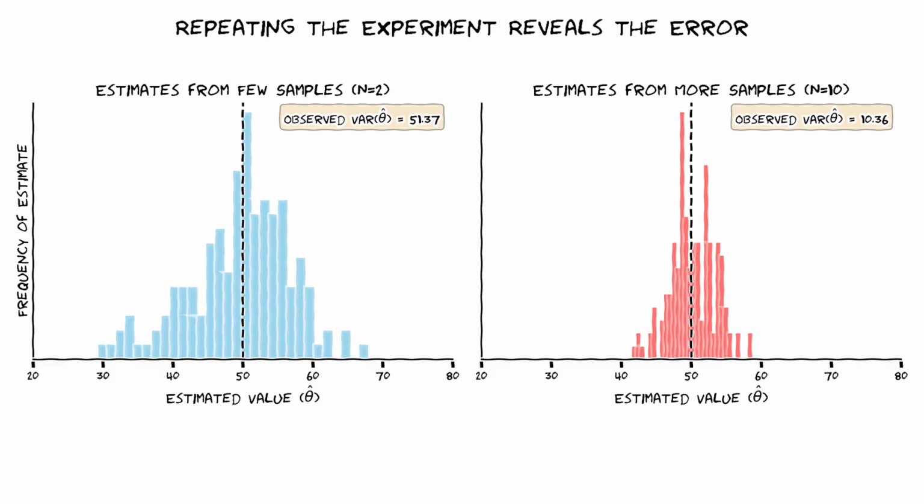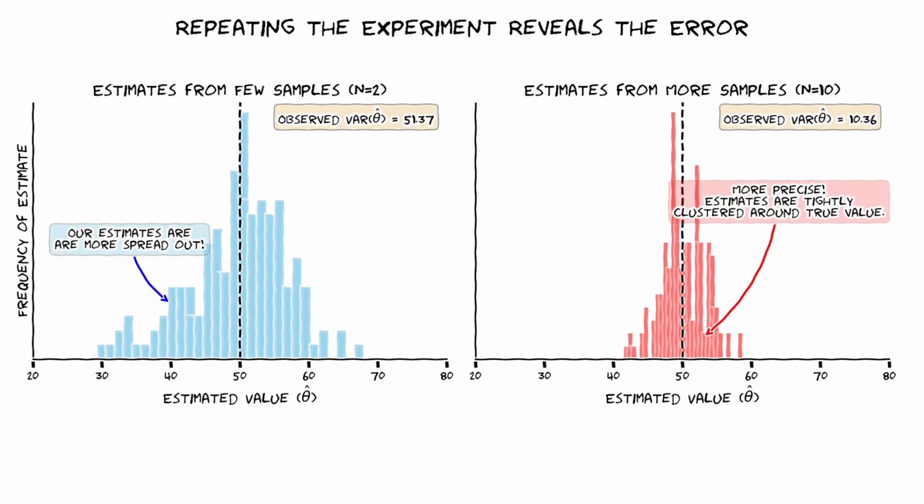On the left, with only 2 samples per trial, the histogram of our estimates is very wide and spread out. The observed variance is large. On the right, with 10 samples per trial, the estimates are tightly clustered around the true value. The conclusion is clear. With more information, our estimates are far more precise and reliably cluster around the true value.